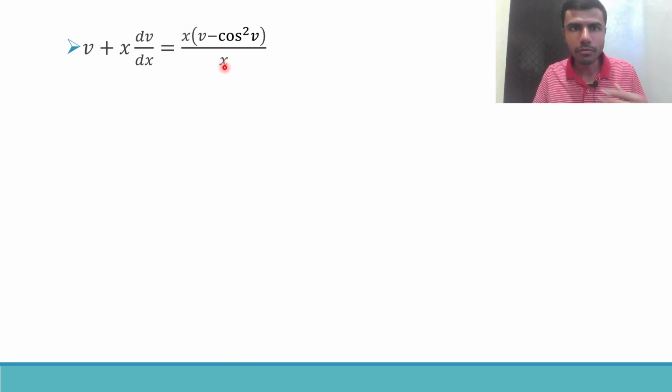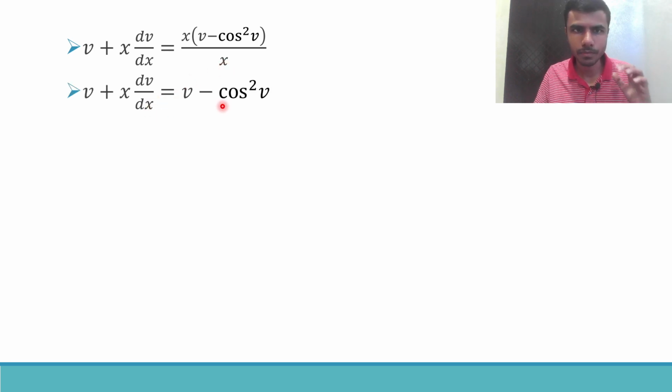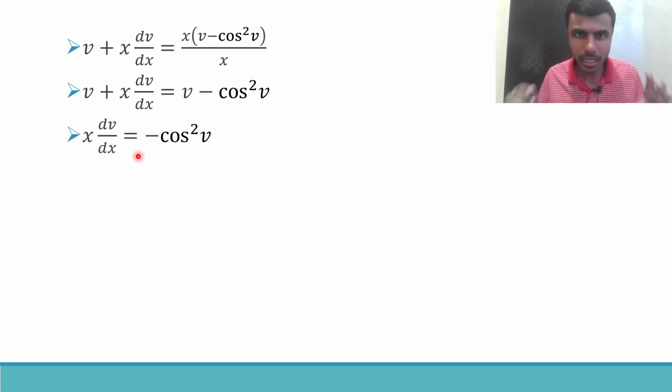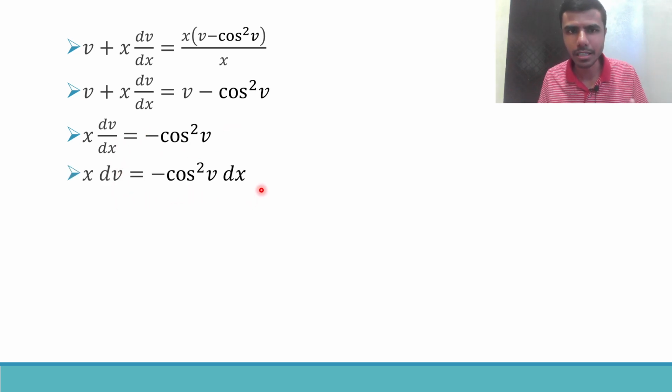So ultimately I am left with this. Fine. Now from here on it's easy. Just stay with me. This v and this v would get cancelled. So I'm left with x dv by dx is equal to minus cos square v. Next, send this dx to this side. So x dv is nothing but minus cos square v dx.